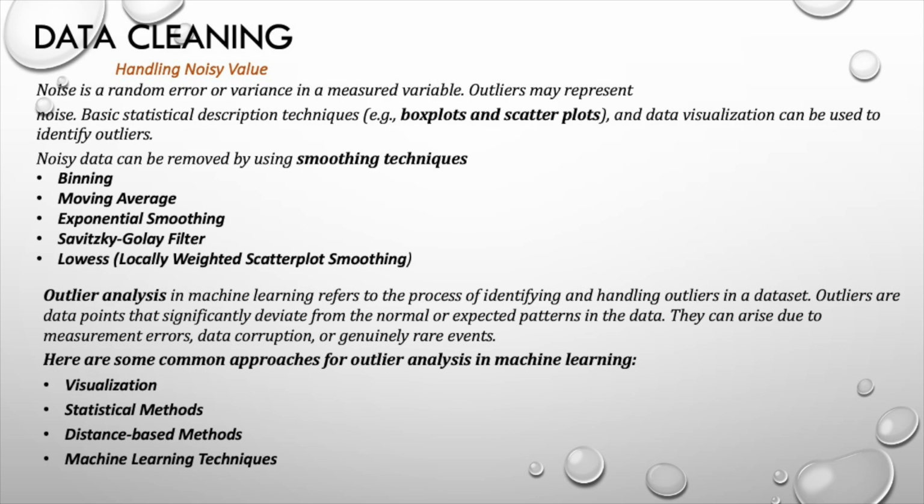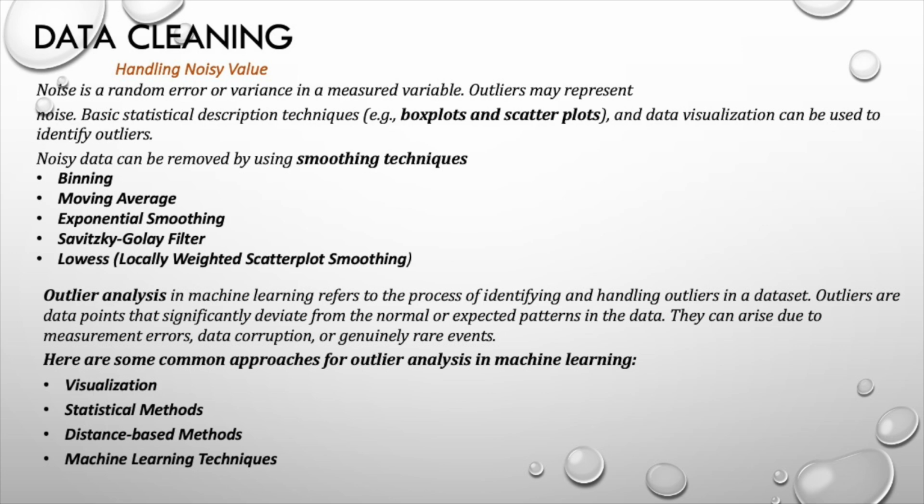Binning: smoothing by bin means, smoothing by bin medians. The binning techniques reduce the number of distinct values per attribute. This acts as a form of data reduction for logic-based data mining methods, such as decision tree induction, which repeatedly makes value comparisons on sorted data.